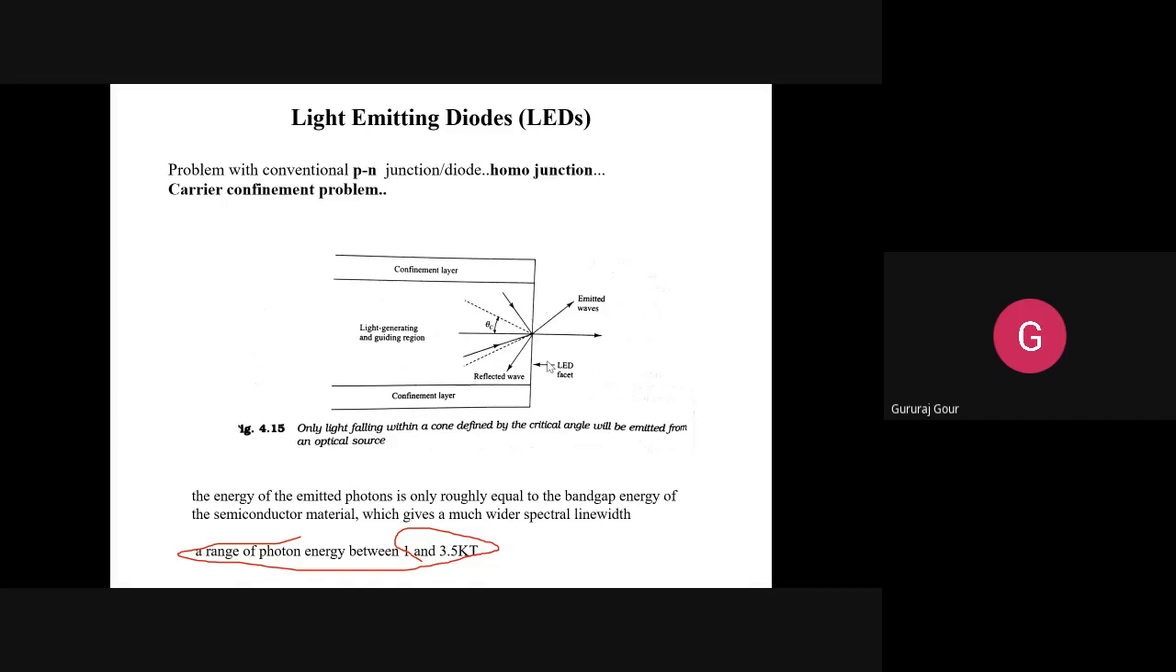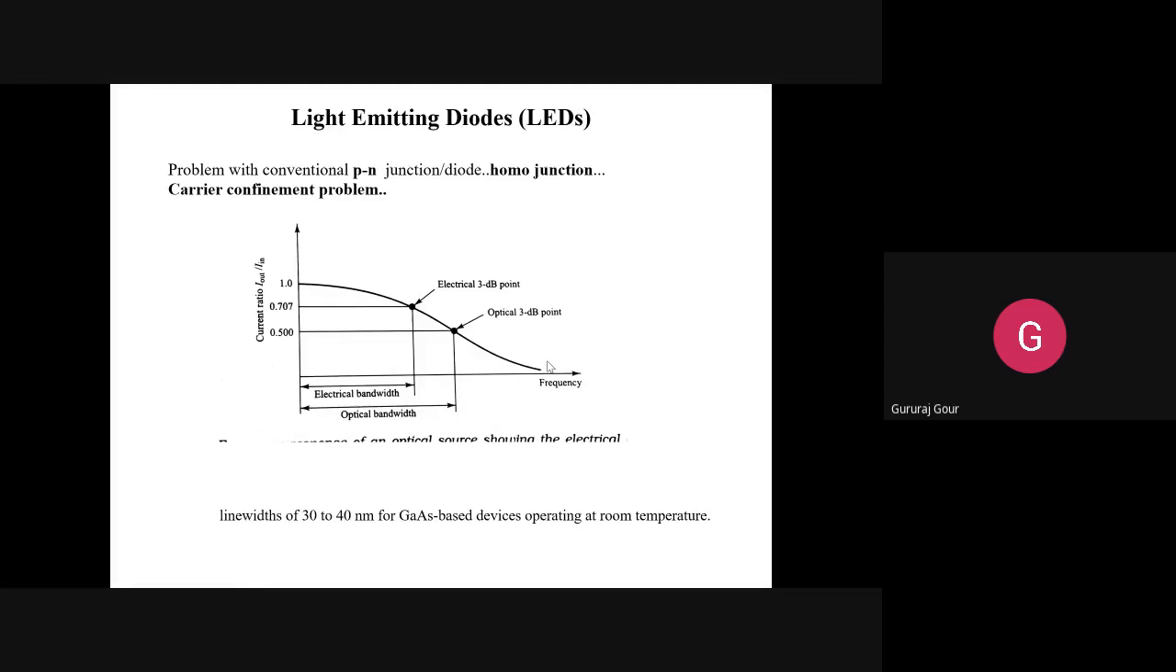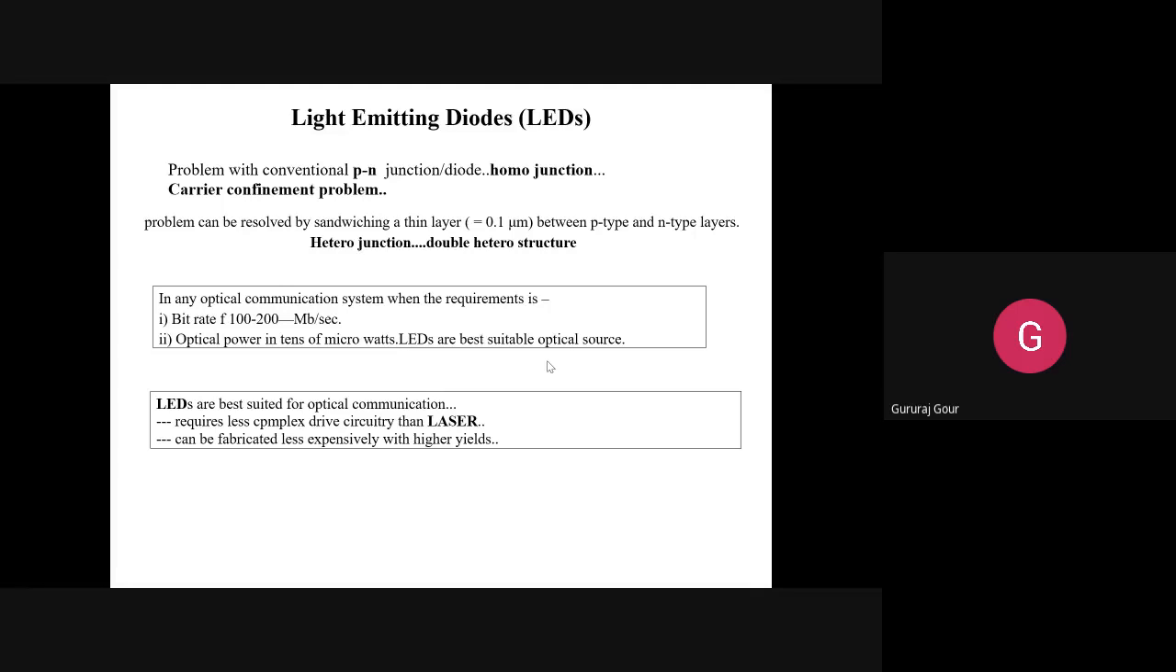The photons emitted from the LED, the incoherent light, contribute in the range from 1 to 3.5 kT. That is a very important formula. They give another 3 dB fall because the power will be reduced, but it gives a larger optical bandwidth or line width compared to the bandwidth that we obtain from the electrical side. A typical example for this line bandwidth will be 30 to 40 nanometers for gallium arsenide devices at room temperature. This is all about the basic concepts of the LED with the homo junction.